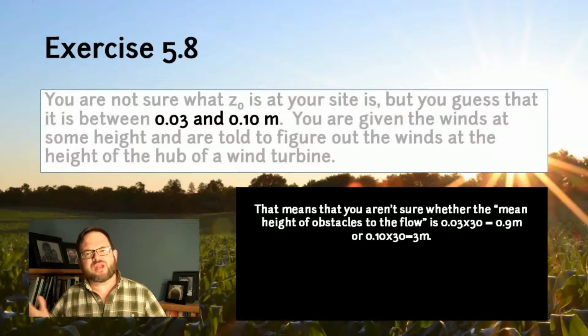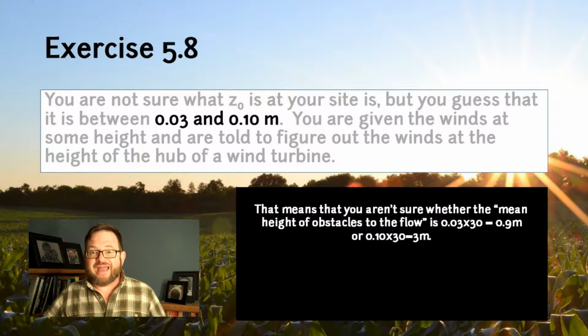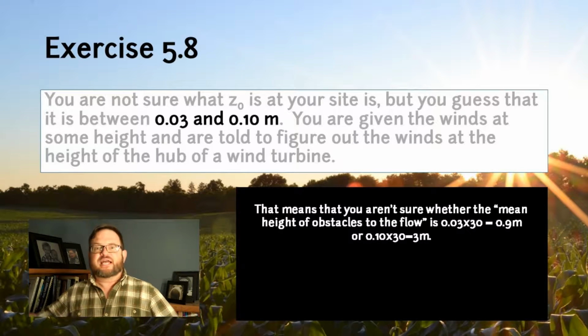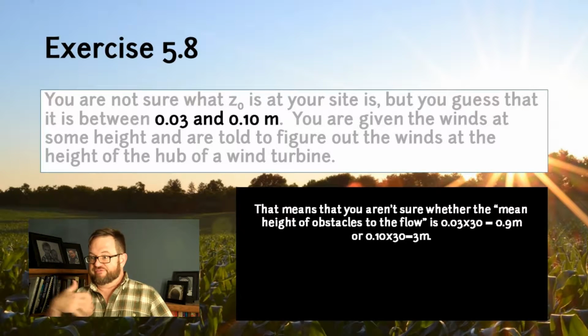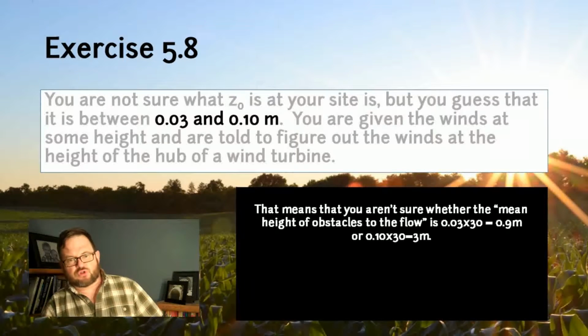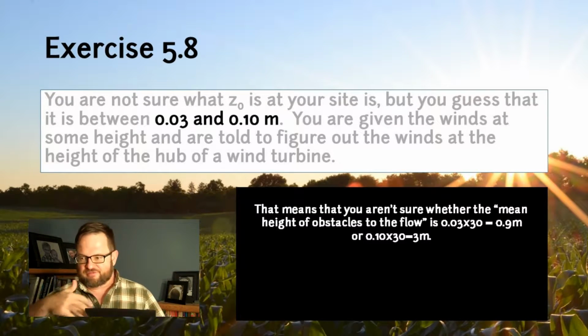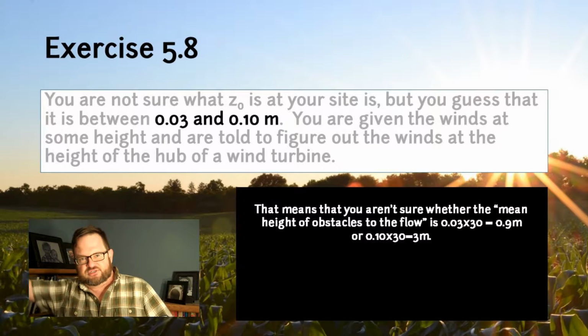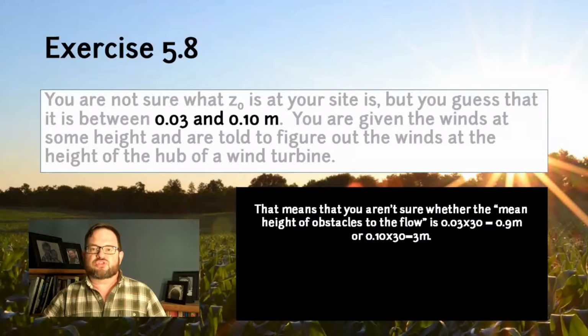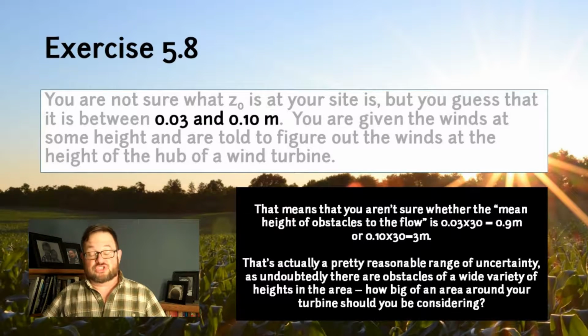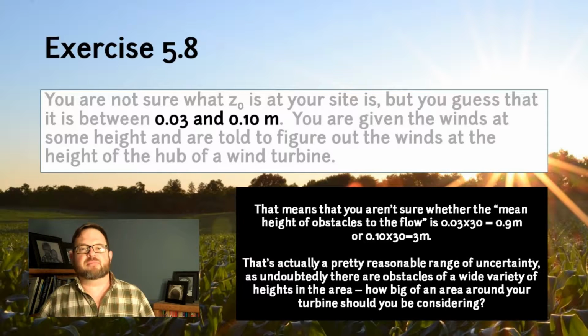So I'm saying I don't really know what the average height of an obstacle to my flow is, and that makes sense because there's a whole range of different sizes of obstacles in the area, and some of those obstacles are farther away, and some of those features of the surface are closer. There's even bigger obstacles to the flow even farther away. I mean, if you want to go hundreds of miles away, there's buildings and skyscrapers, and if you go closer, there aren't those things. It's hard to know exactly how to define the area around your site. And so this is actually a fairly reasonable range of possible uncertainty about what your aerodynamic roughness length would be.